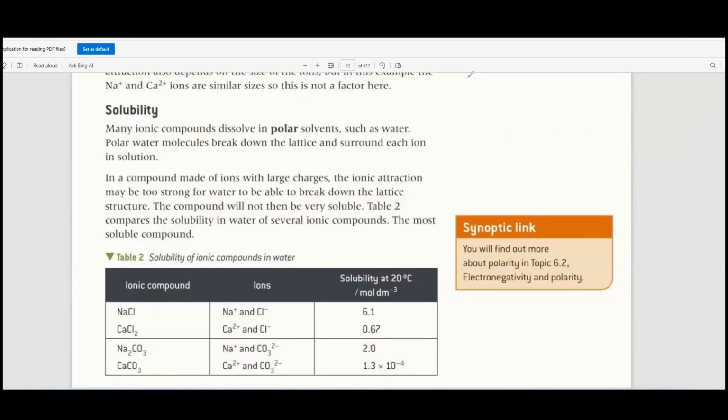Solubility. Many ionic compounds dissolve in polar solvents such as water. Polar water molecules break down the lattice, and by polar they mean the things that you were talking about.